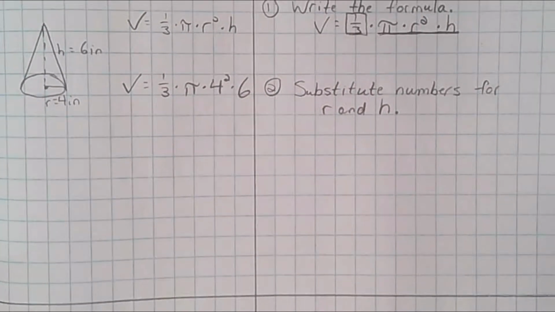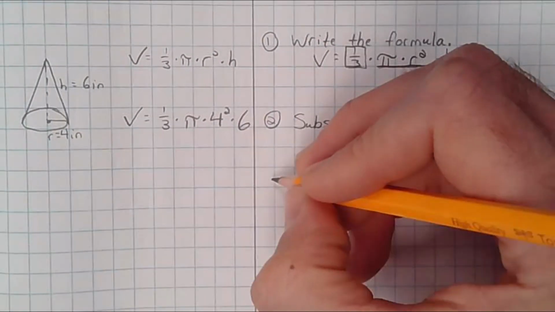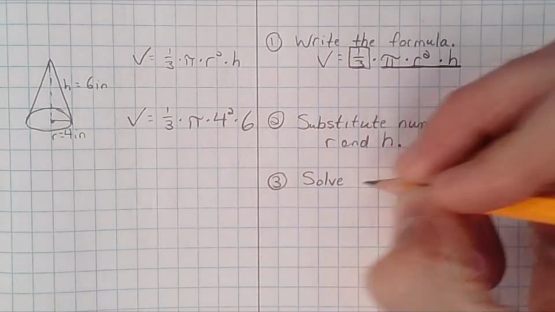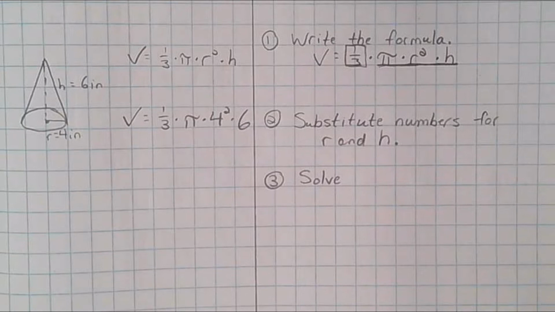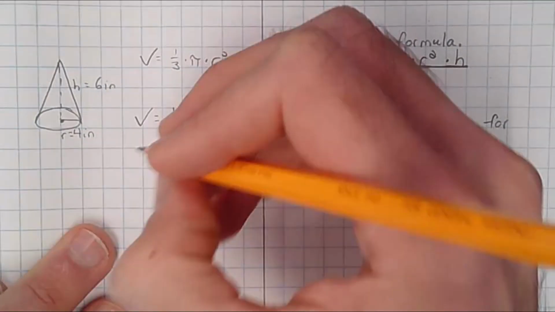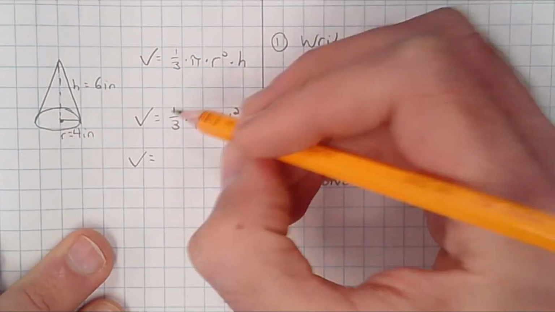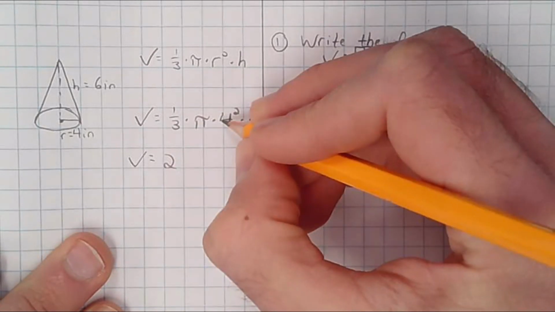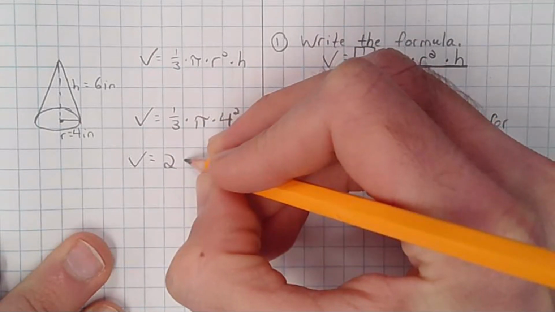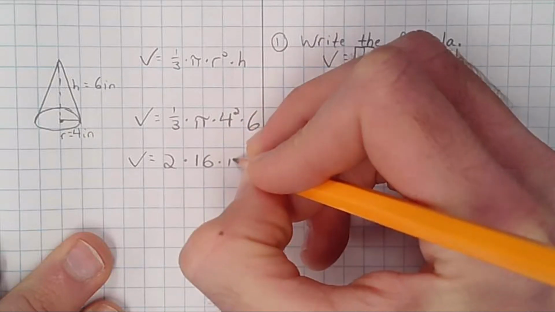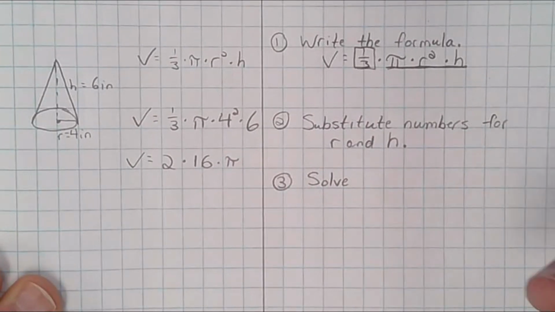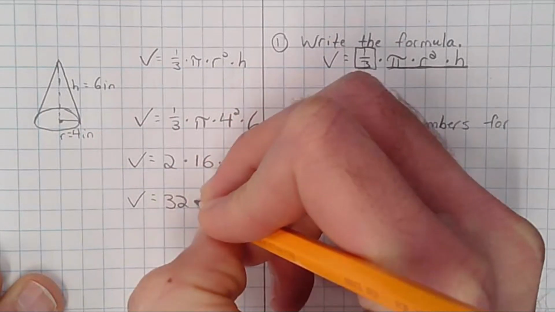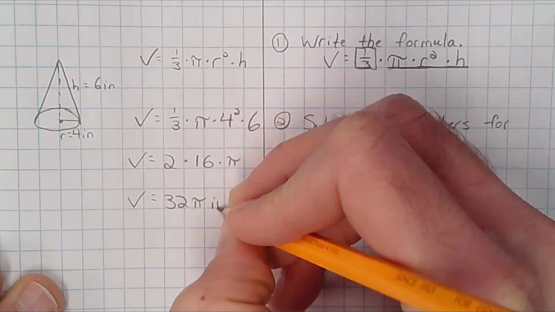All right, and then step 3 is just solve, or just simplify that right side of the equation. So let's do that. We get volume equals, okay, so 1/3 of 6 is just 2, and 4 squared is 16. So we get 2 times 16 times pi, which is 32 pi. So we get volume equals 32 pi cubic inches.